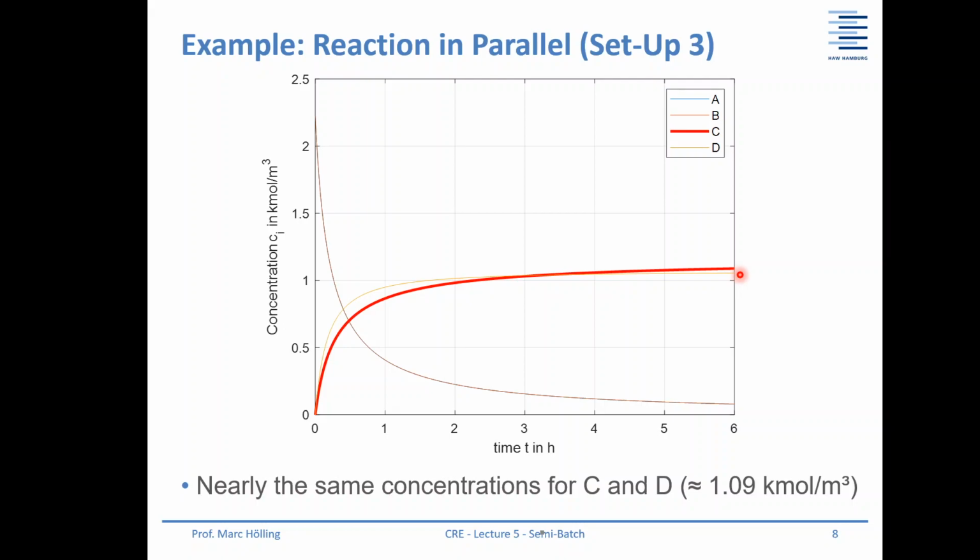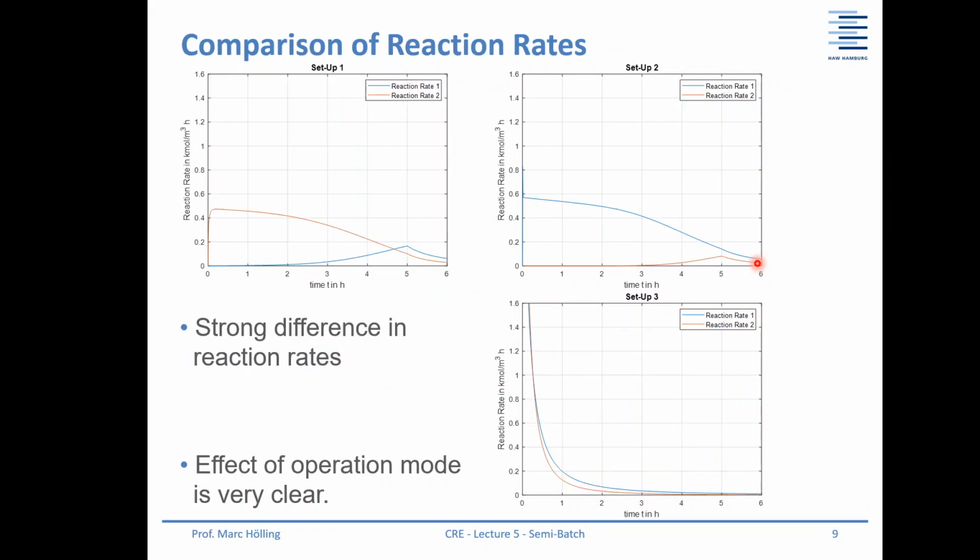So from my point of view, if you just have these 3 setups, then the best thing is to choose setup 2, where you continuously feed component B to your reactor. To make it a little bit more clear, I put here some plots of the reaction rates. So this is setup 1, setup 2 and setup 3. I don't want to waste 3 more slides, so I put it all in one. Hopefully this is big enough for you.